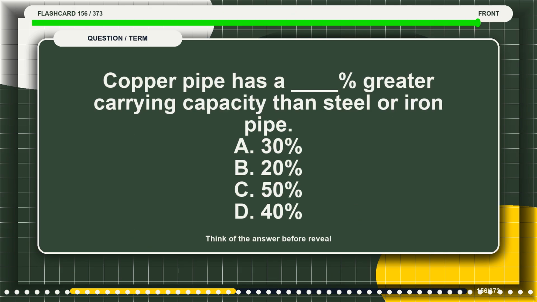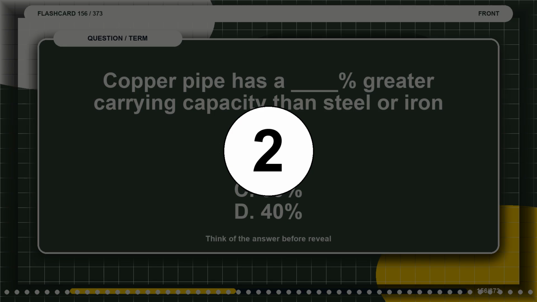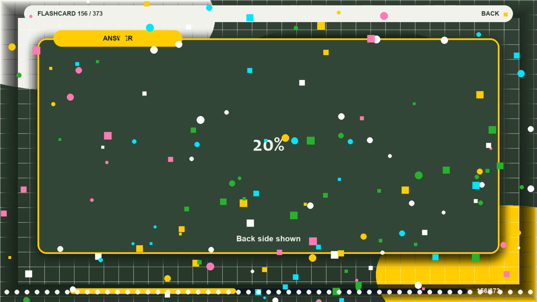Flashcard 156. Copper pipe has a blank percent greater carrying capacity than steel or iron pipe. A. 30%. B. 20%. C. 50%. D. 40%. Think of the answer before the reveal. The answer is 20%.